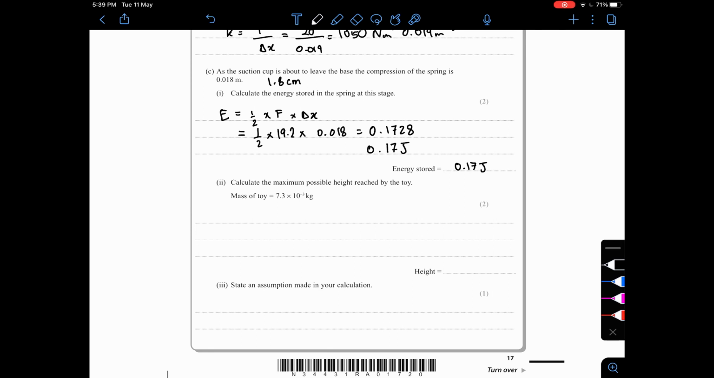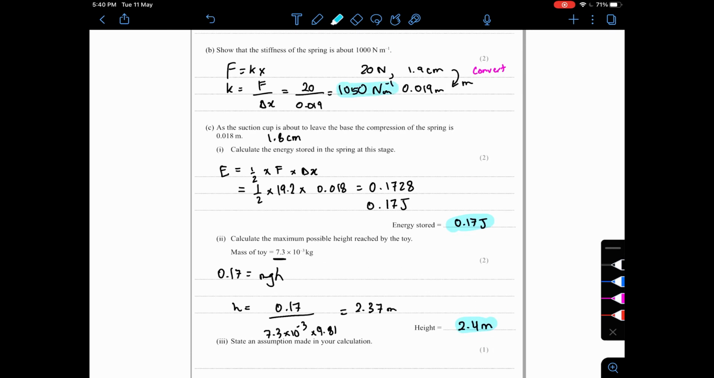Calculate the maximum possible height reached by the toy. That's pretty simple. We already have the energy, so energy 0.17 equals mgh. So height will be 0.17 divided by 7.3 times 10 to the power minus 3 times 9.81. This gives us 2.37 meters, and as there are only two significant figures, I'm going to give 2.4 meters as my answer. Let me highlight the 2.4 meters. I did not highlight this, so 1050 Newton per meter.